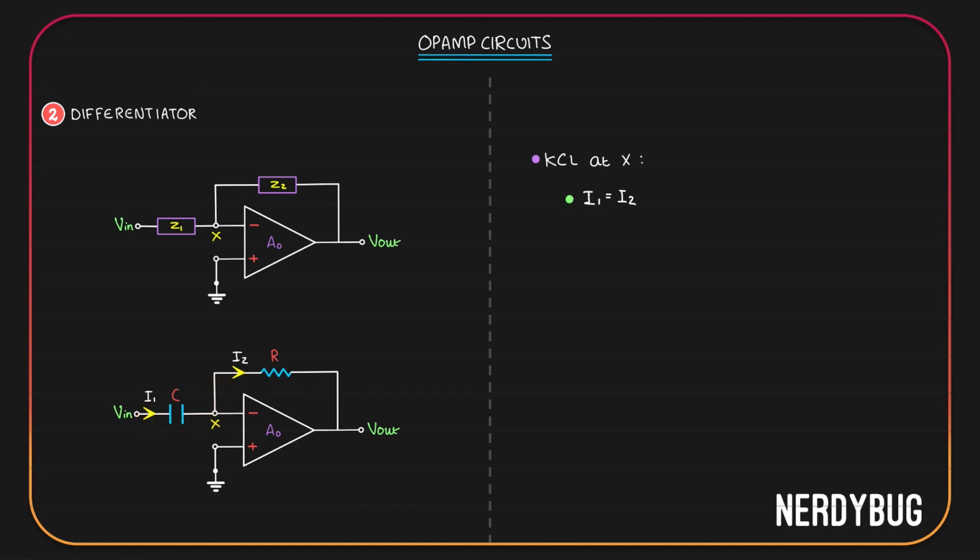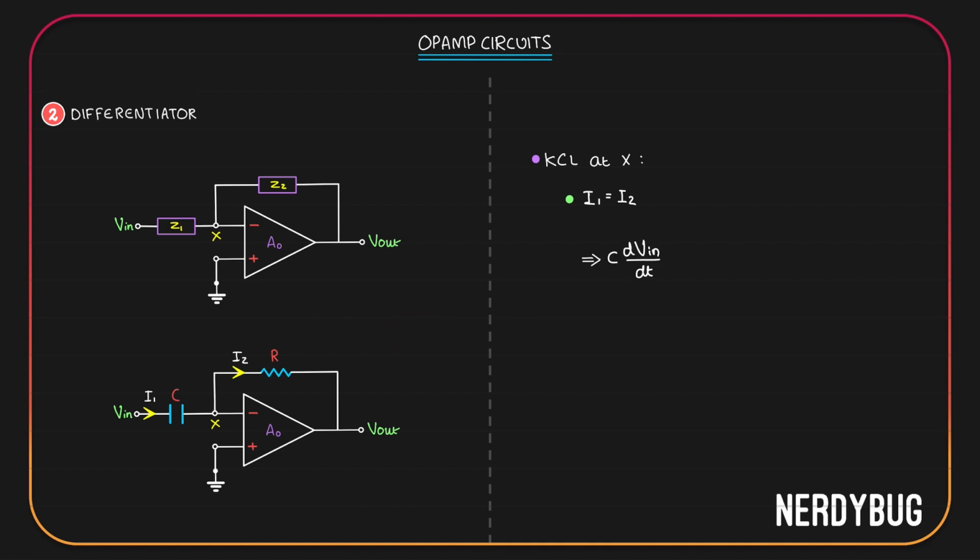Now, I1 is the current through capacitor C. Like we already said, current through a capacitor of capacitance C having a potential V across it will be C dV by dt. Here the capacitance is C. What is the potential across C? V in minus Vx. Vx is 0, so the potential across the capacitor is just V in. That means I1 will be C dV in divided by dt.